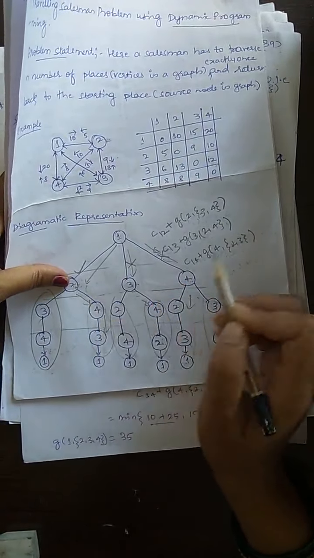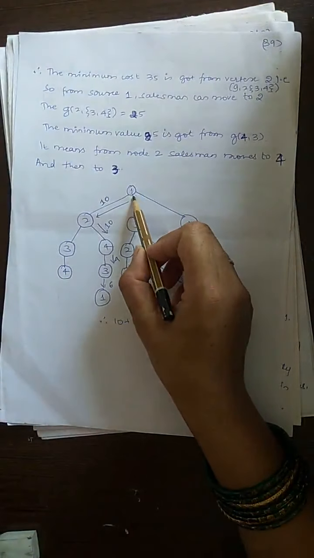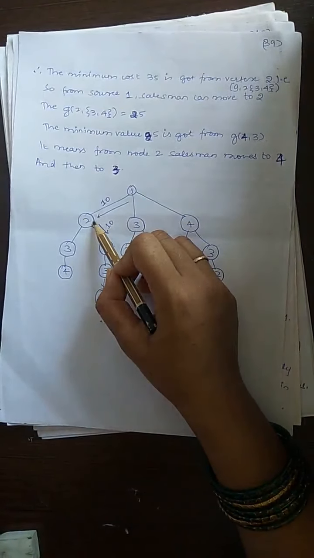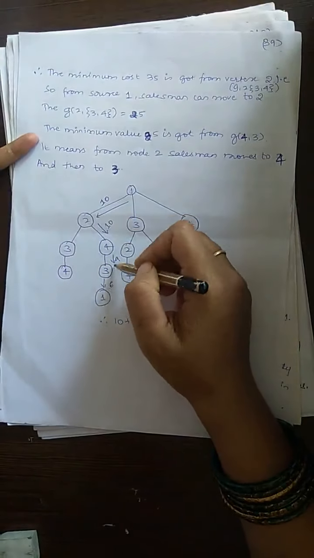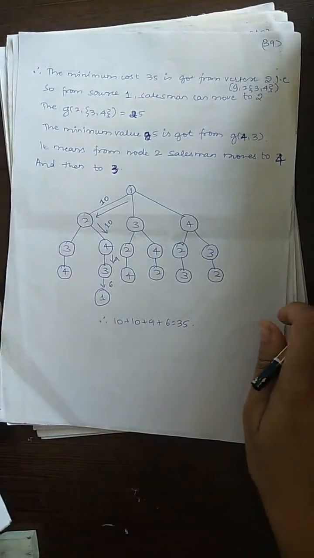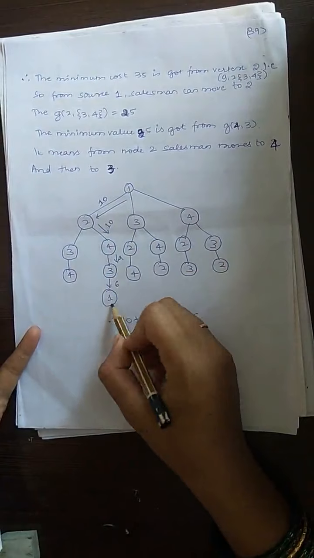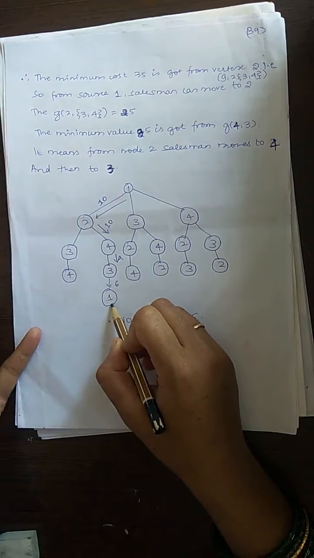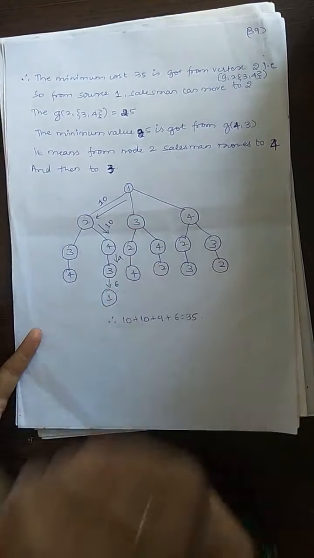Obviously I am following this route here. What route am I following? From 1 to 2, that is 35, then from 2 to 4, 4 to 3. So this is the route I am following to find the minimum cost, traveling each of the nodes only once and going back again to the same source vertex. I have got 35 as the minimum, and this is the route.